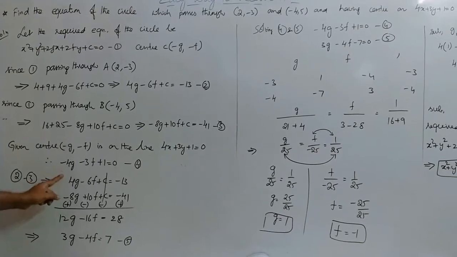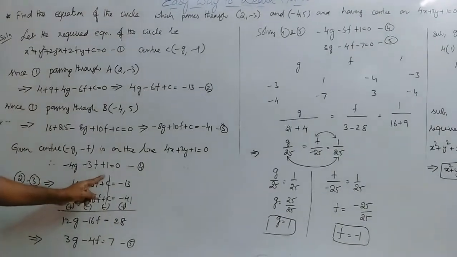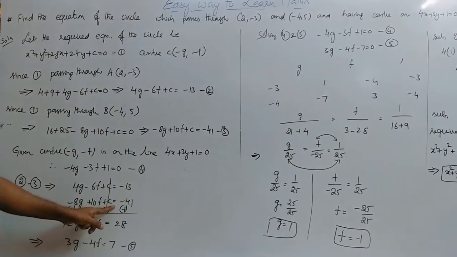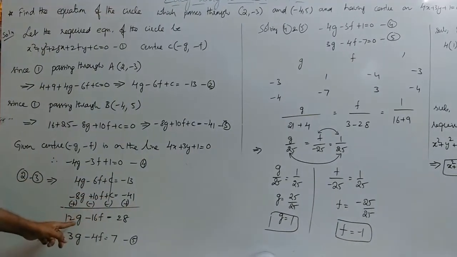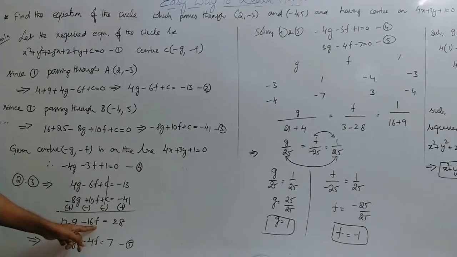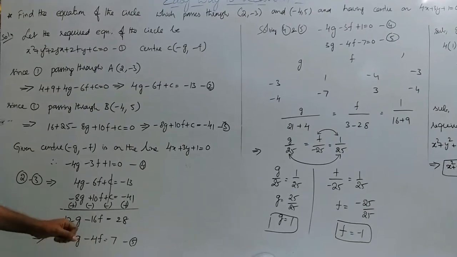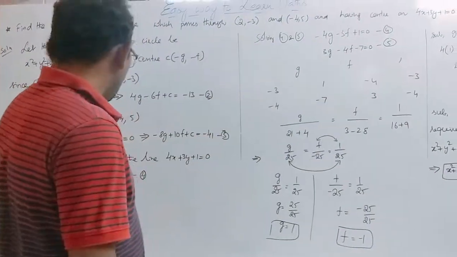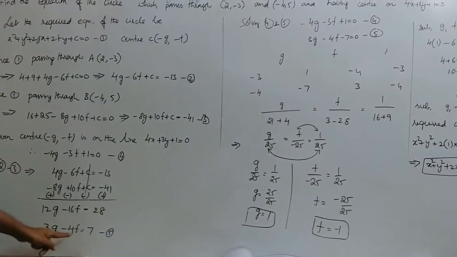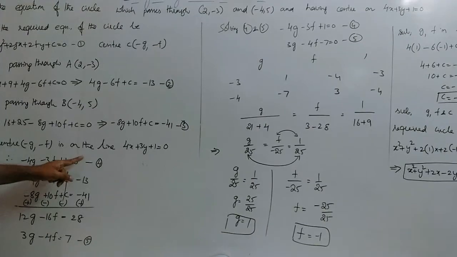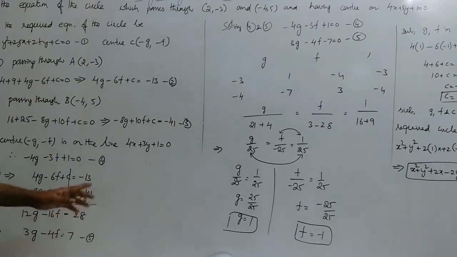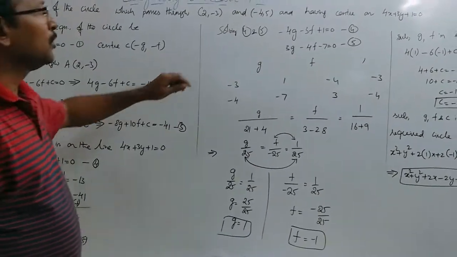Same procedure. Equation 2 minus 3 eliminates C, that is, we are cancelling C to get the values of G and F. That is an equation involving only 2 unknowns. So again, here it includes only G and F. The fourth equation also includes only G and F. Now we have to solve 4 and 5 to get the values of G and F.